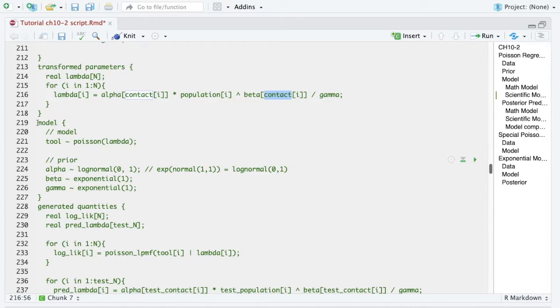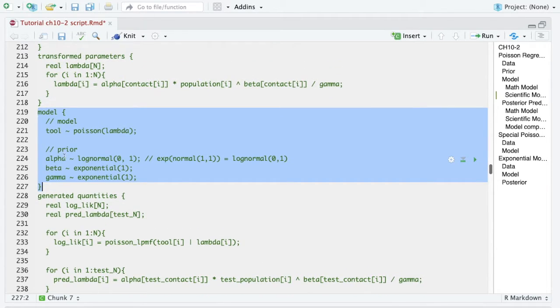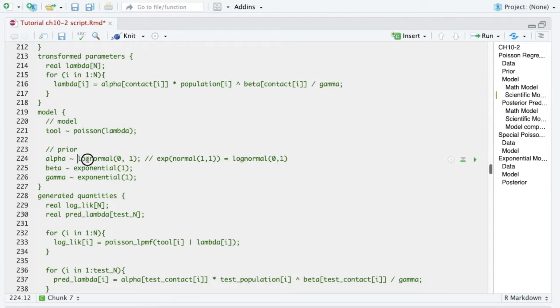The model part is the same as well, but the prior distribution is different because now alpha, beta, and gamma are all positive values. So we set the priors. These prior distributions only have positive values.